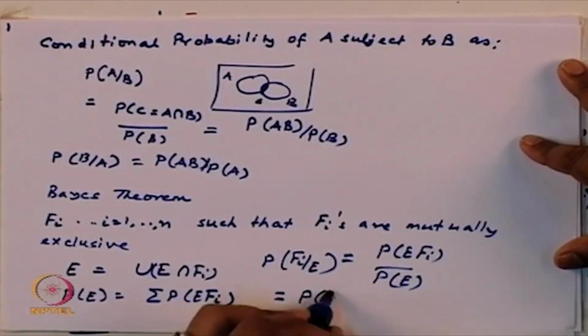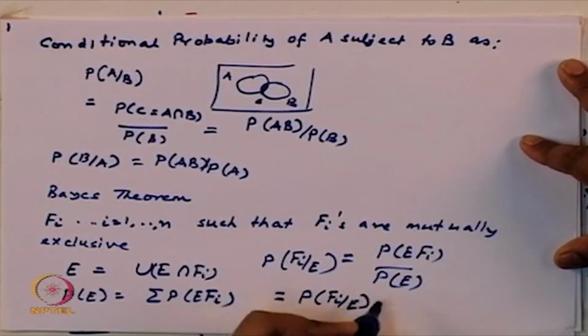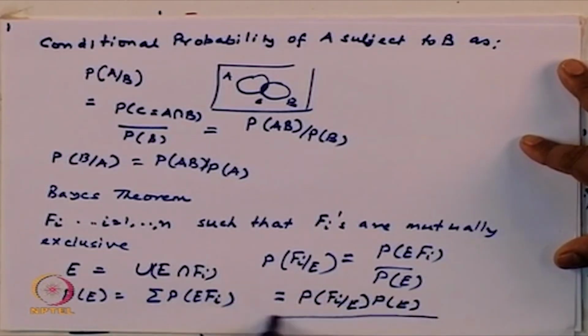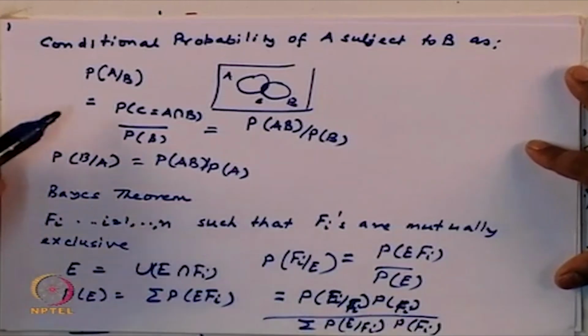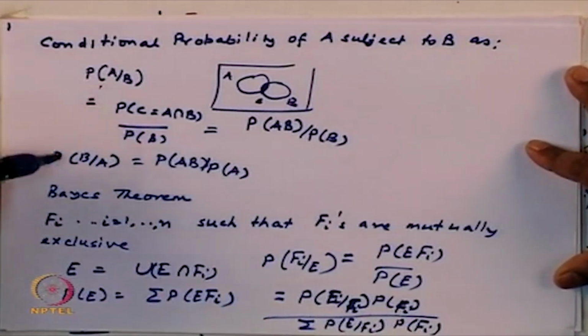and I can change the extent of conditioning. I can write probability of F I given E into probability of E, okay, so this is E given F I into probability of F I, okay, and the summation of probability of E given F I into probability of F I. So, using the idea of P of A given B, you can calculate P of F I given E. Okay.